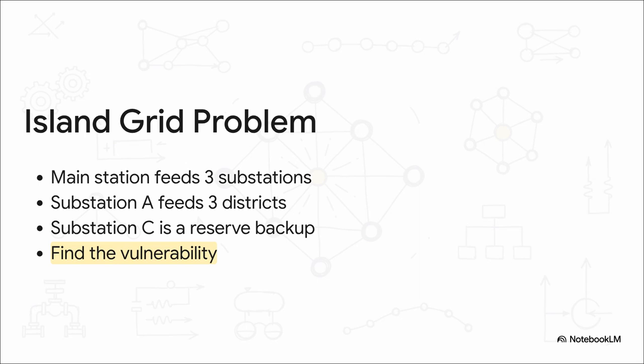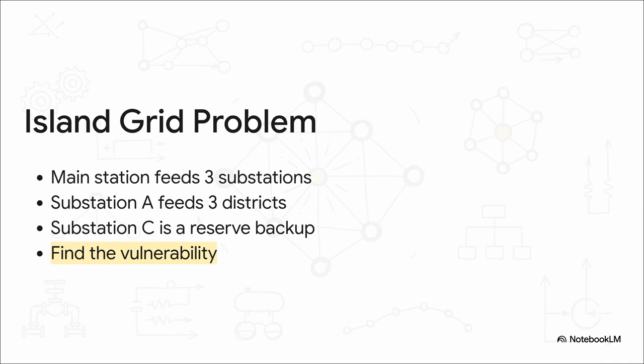I'll just sketch the scenario out for you aloud. Imagine an island electricity grid. You've got one main generating station that feeds 3 transmission substations. Substation A is responsible for feeding the North District, the Downtown District, and the Hospital District. Meanwhile, Substation C is being held in reserve as a backup path. You're going to build this exact network in the interactive playground. Your task? Find the hidden vulnerability. If a station failed, what would break the most connections?